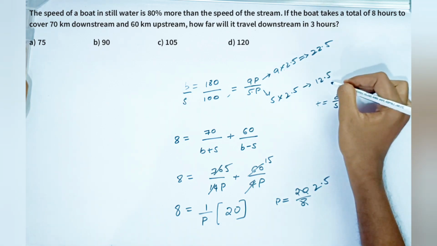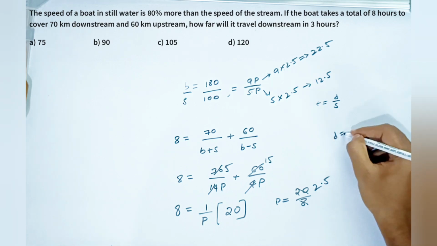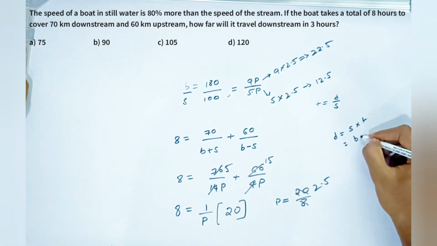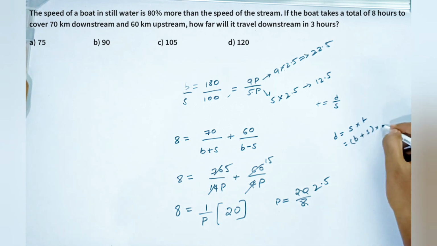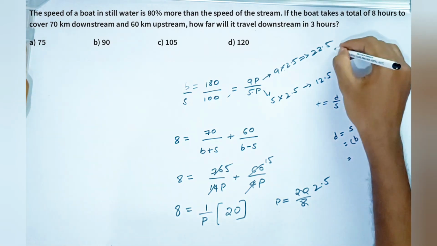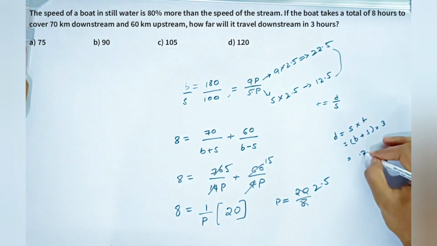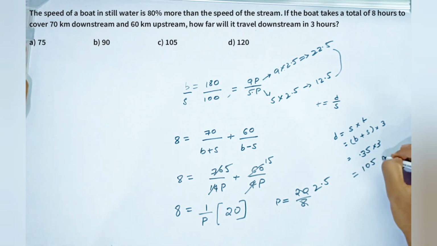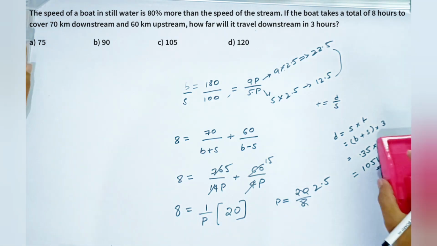12.5. In the question, it is asked how far will it travel downstream. So we have to calculate the distance. Distance is speed into time. Downstream is B plus S into time. Time is given as 3 hours. So B plus S is nothing but 35. So 35 into 3 is 105. So the distance is 105 kilometers. The answer is 105.